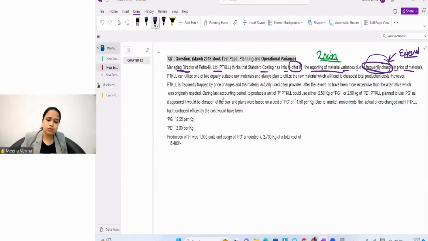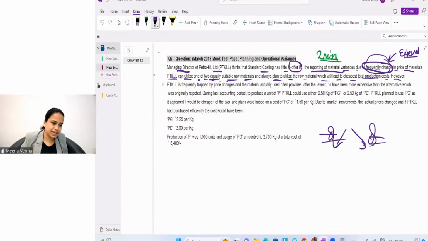Okay. What else? Given the frequent change in price of the material, PTKLL can utilize one of two equally suitable raw materials and always plan to utilize the raw material which will lead to the cheapest total production cost. So this company can utilize one of two equally suitable raw materials. Both are fine, they can use either one. They have the option to select the raw material. Okay.